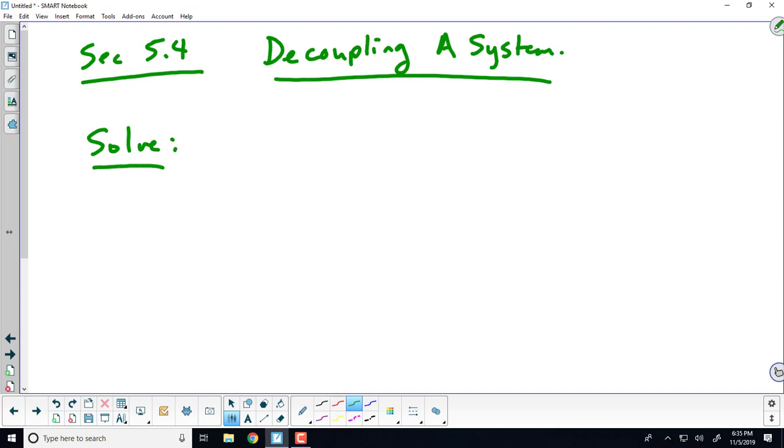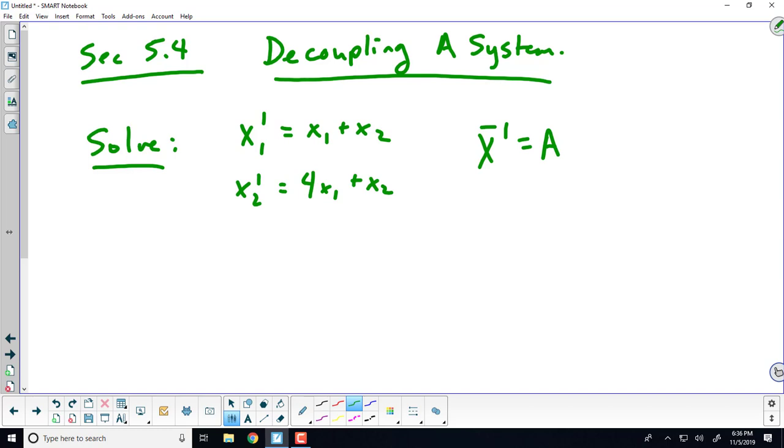Okay, so now let's go ahead and actually solve a system. Here we are. We're going to actually solve a system finally. So let's solve the system x1 prime is equal to x1 plus x2, and x2 prime is equal to 4x1 plus x2. I.e., this is the system where the vector x prime is equal to A times vector x, with A equal to 1, 1, 4, 1. So this is the system in matrix form, how we normally write systems of equations. Everyone okay with that formulation of it? Okay.